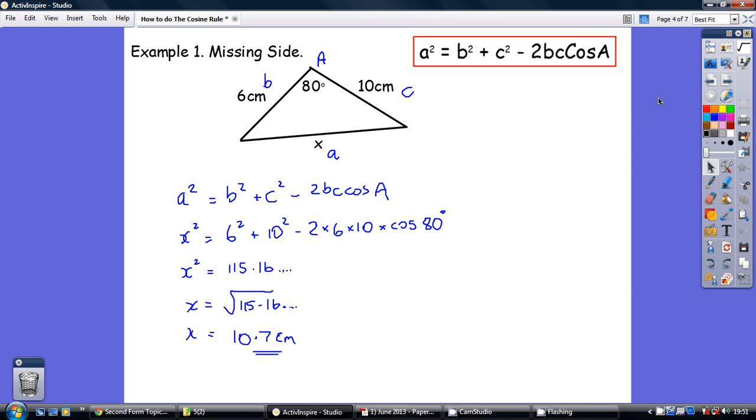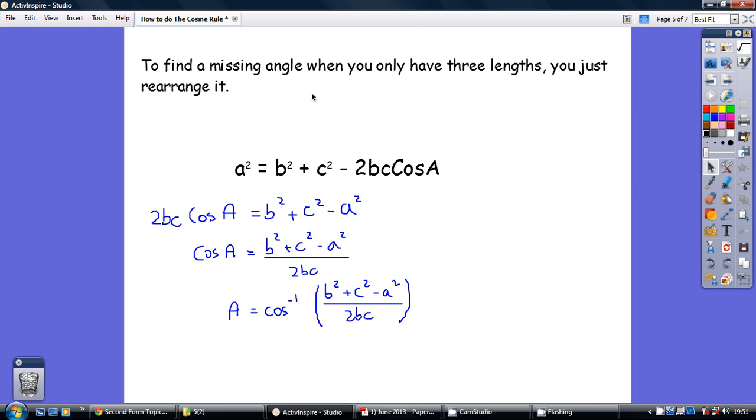So that's where we're trying to work out a missing side. We can also use the cosine rule where we have a missing angle, but you know all three lengths. Now the key thing here is there isn't a new formula for this. You've got to start off with the same formula and be able to rearrange it to make capital A, the angle, the subject. So just make sure you can follow through this rearranging.